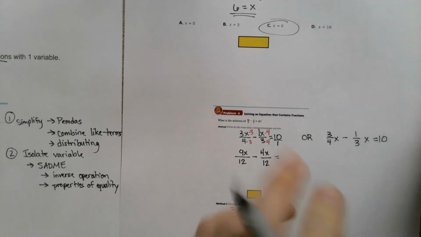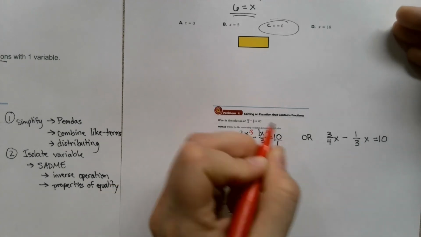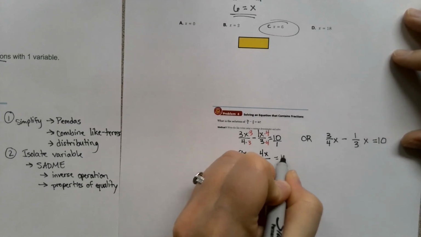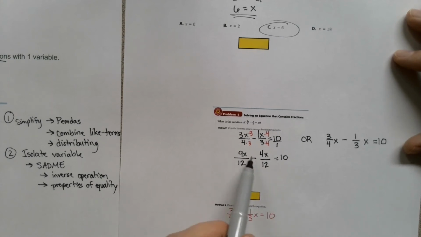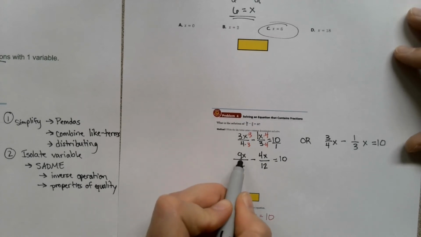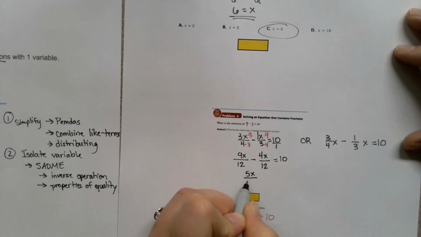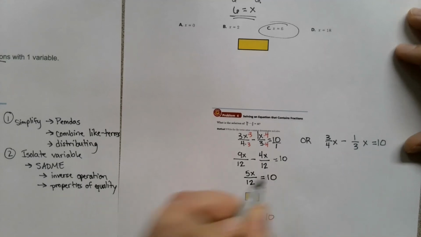So now, getting that one also as a common denominator. Well, actually, we'll wait on that. We'll still keep that as 10 for now. You'll notice here that we have two terms that have x as the variable. So they are like terms because they're both being multiplied by x. So now we can simplify. 9x minus 4x, or 9 minus 4, gives us 5x over 12 is equal to 10.